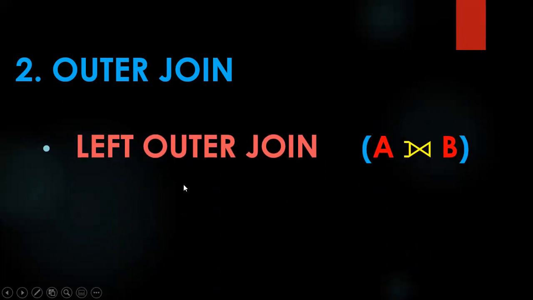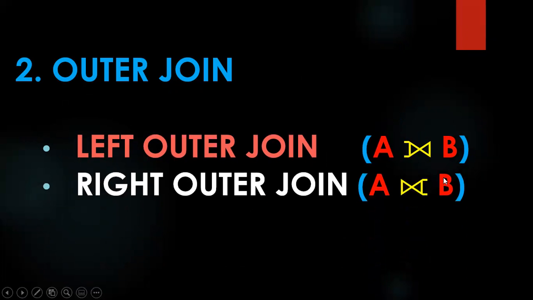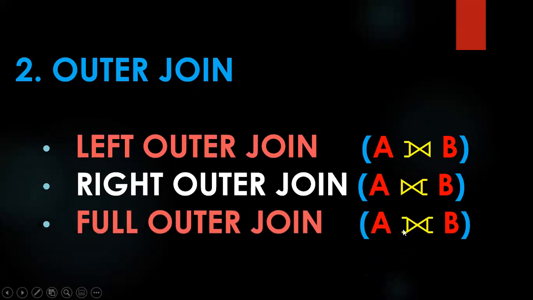So here we have outer join, like left outer join, the symbol is this. Right outer join, pointing towards the right table. Full outer join, pointing towards both left and right. Left outer join will keep all the tuples from the left relation. Right outer join, all the tuples from the right relation. Full outer join will keep all the tuples from both left and right.